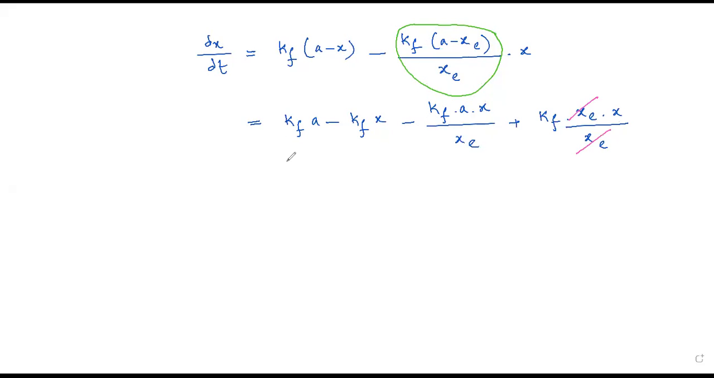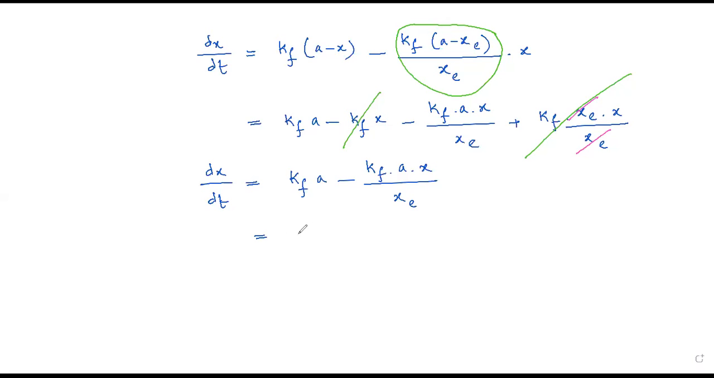Now, the next one. So this kfx and this kfx get cancelled, right? Cancel this out. So we are left with kf into a minus kf into a into x by xe, right? So this is dx by dt.